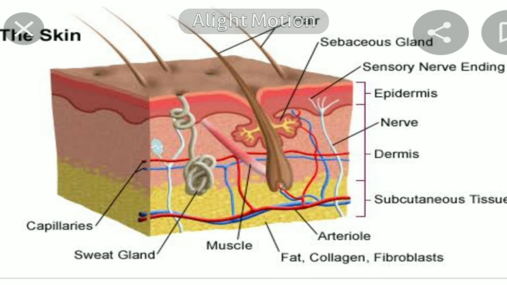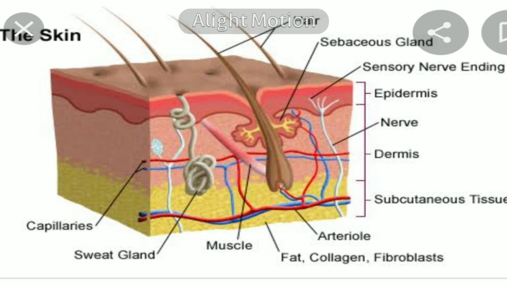When the sweat is secreted on the surface of the skin and evaporates, the body temperature becomes cool, and thus the skin, through our sweat glands, regulates the temperature of our body. And these sweat glands are controlled by the sympathetic nervous system. That is the outermost layer of the skin, the epidermis.